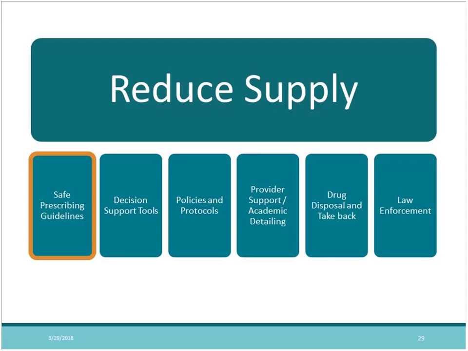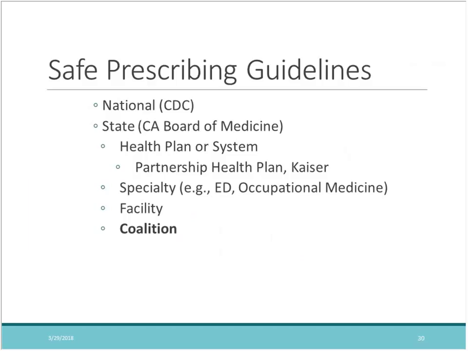So the first strategy that we're going to get into is safe prescribing guidelines. I noted about half have instituted safe prescribing guidelines. There are many different guidelines available to us. There are national level guidelines from the CDC, and the California Medical Board has put out guidelines. Health plans like Partnership HealthPlan, or health systems like Kaiser, have their own guidelines. And then there are guidelines by specialty. The occupational medicine doctors have their own safe prescribing guidelines. Dentists have guidelines. And then an individual facility, for example an FQHC, might have their own guidelines. So what would be the added value in that space of a set of coalition guidelines?